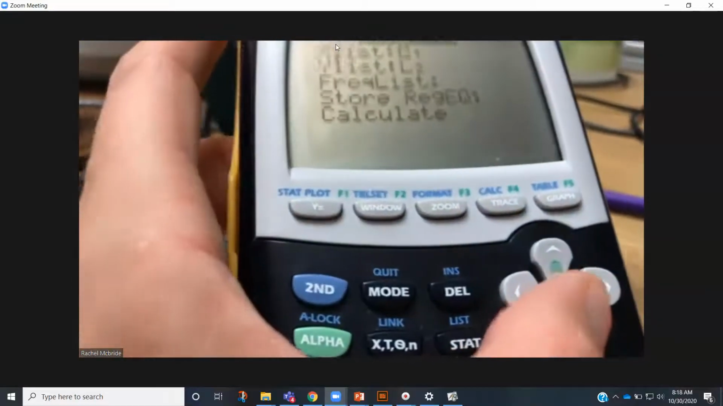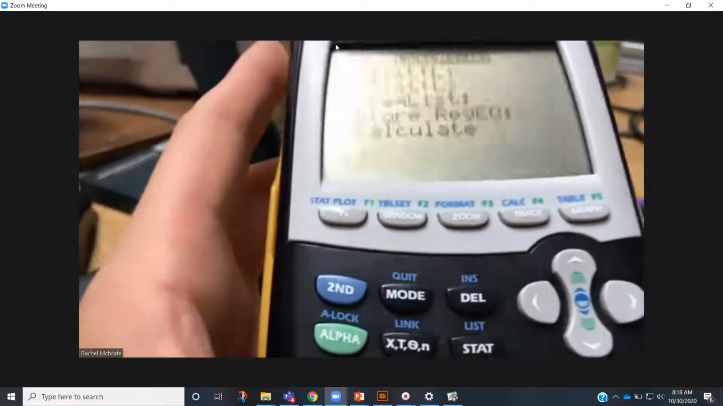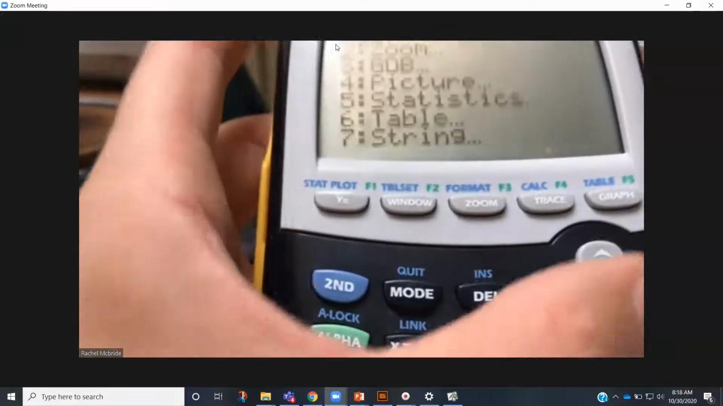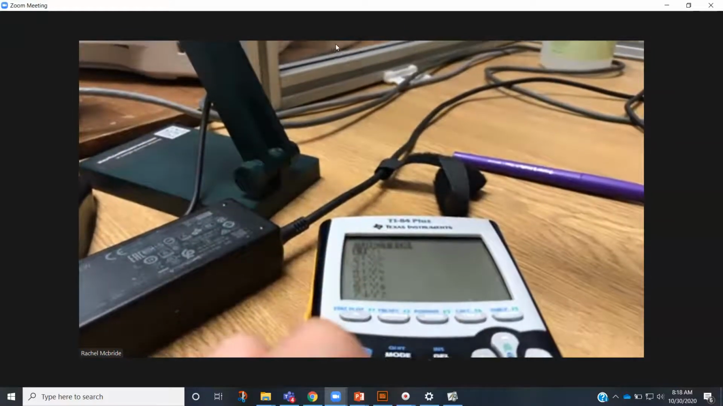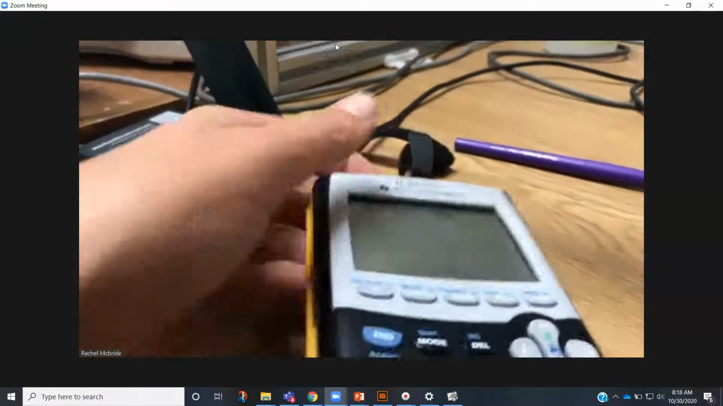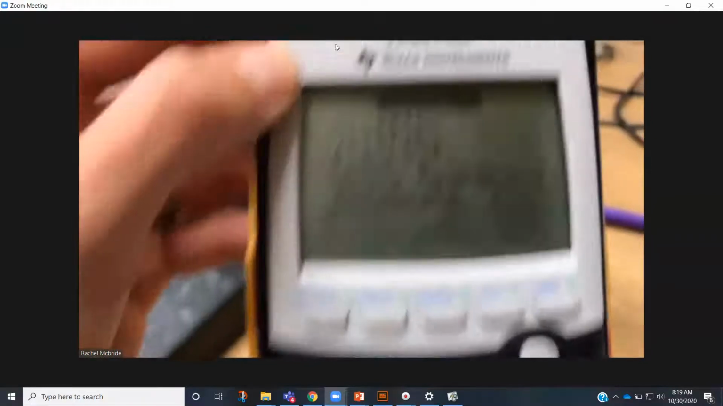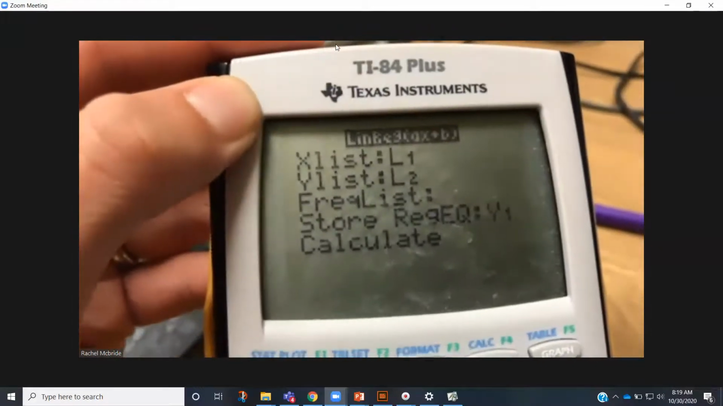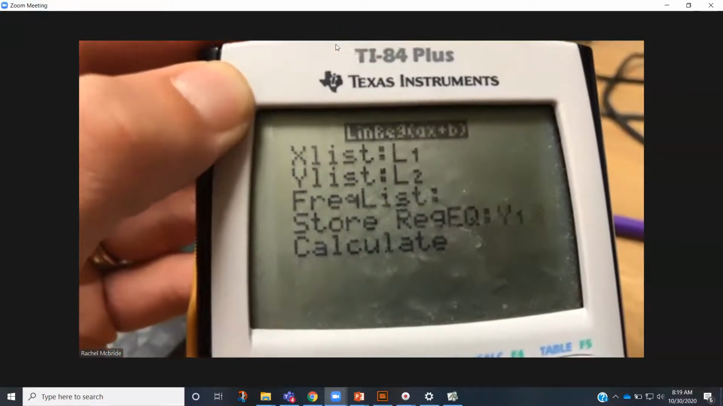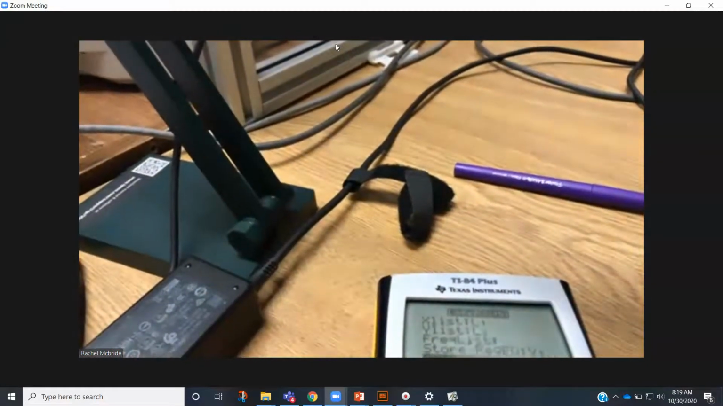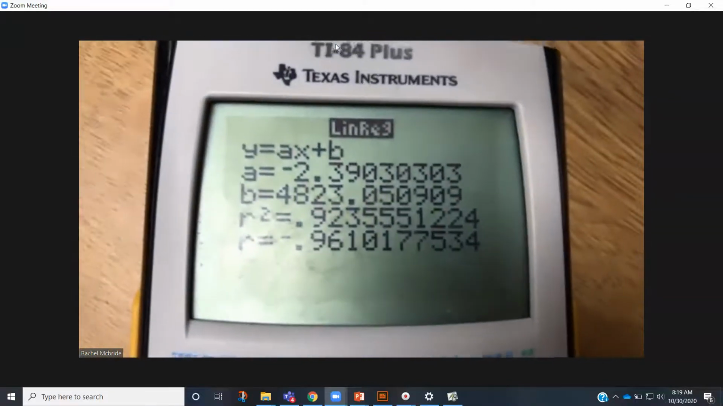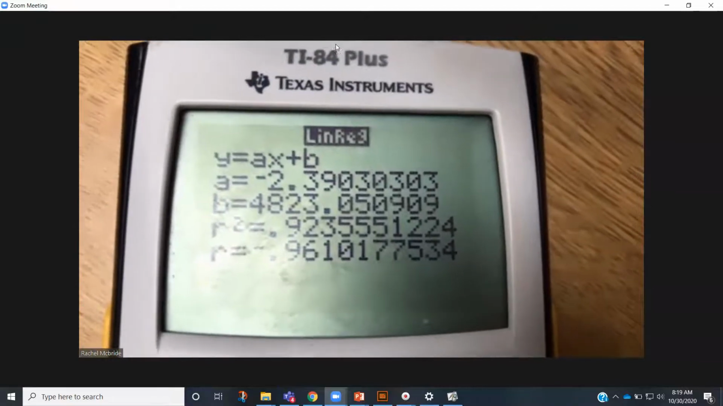That is the button vars. So you go down to reg EQ, hit vars, go to y vars, and hit enter on function and enter on Y1. So your screen should look like that. Then you calculate. And now you should have an A, a B, and an R.